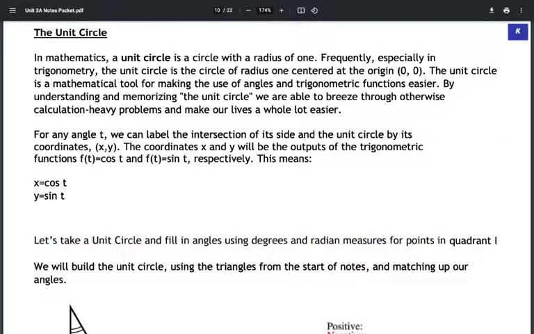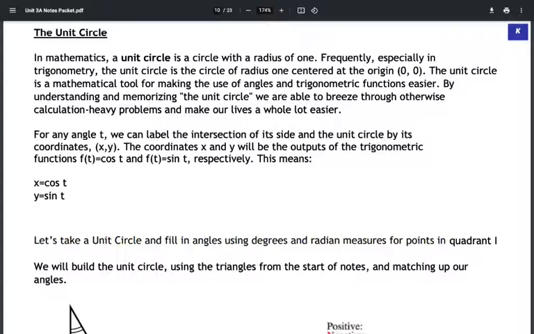Okay, reading through this, in mathematics, a unit circle is a circle with a radius of 1, and we frequently, especially in trigonometry, use the unit circle, a circle of radius 1 centered at the origin 0, 0. The unit circle is a mathematical tool for making the use of angles and trigonometric functions easier. By understanding and memorizing the unit circle, we are able to breeze through otherwise calculation-heavy problems and make our lives a whole lot easier.